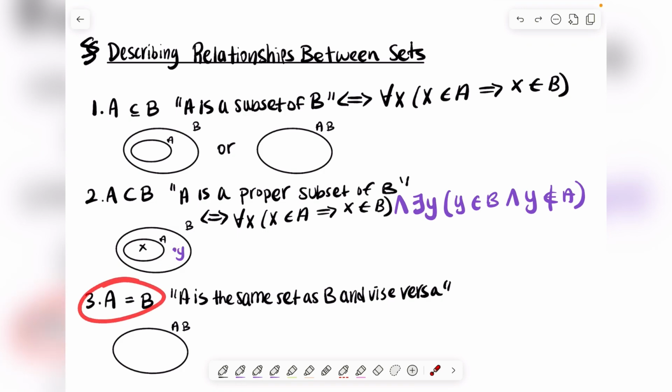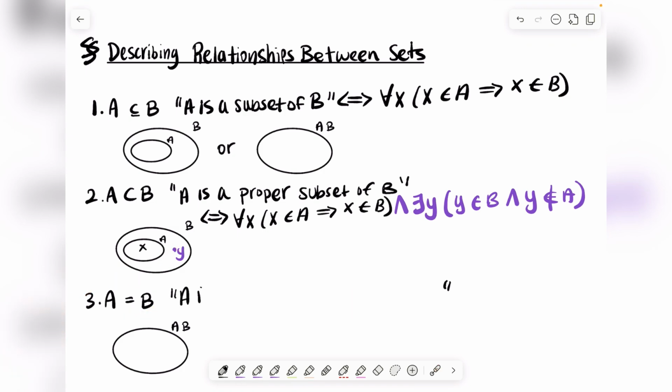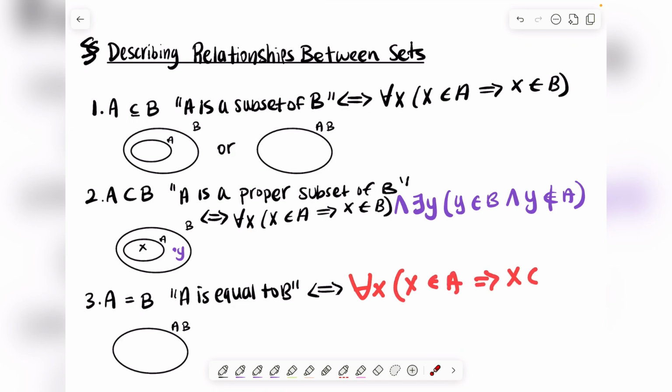And finally, for the last relationship, we can just say A is equal to B if and only if for all elements in A, they are also in B, and vice versa. For all elements in B, they are also in A. So that would mean that for all x that are elements of A, that implies that it has to be an element of B, and for all x that is an element of B, it implies that it has to be an element of A.